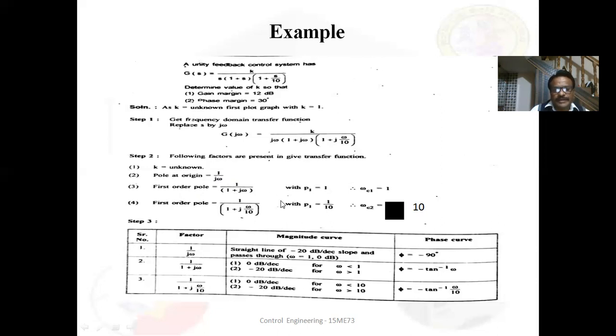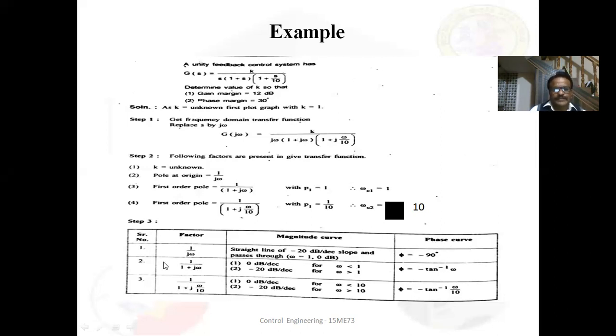Here we need to find the corner frequency. For 1 plus j omega, the time constant is 1, and the reciprocal of this is 1 radian per second. Then consider another first order pole, 1 by 1 plus j omega by 10. The time constant is 1 by 10, and the reciprocal of this is 10 radians per second. Then plot the magnitude curve and phase angle.